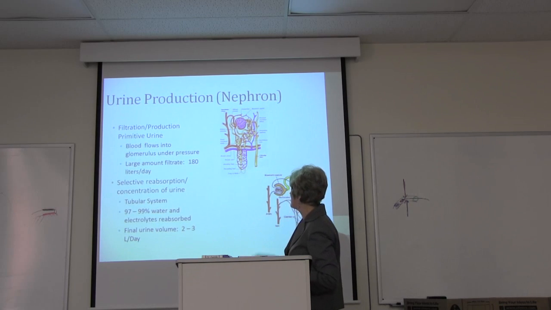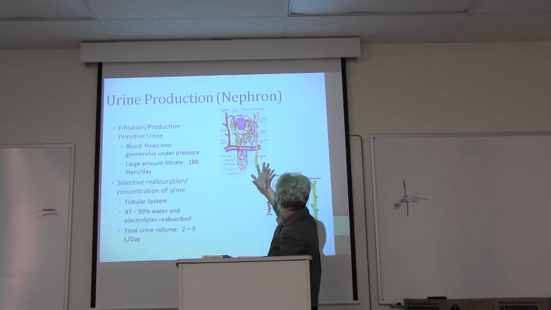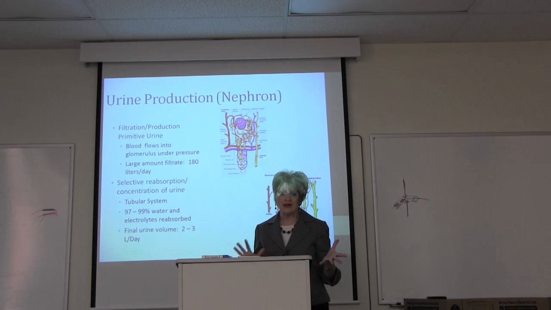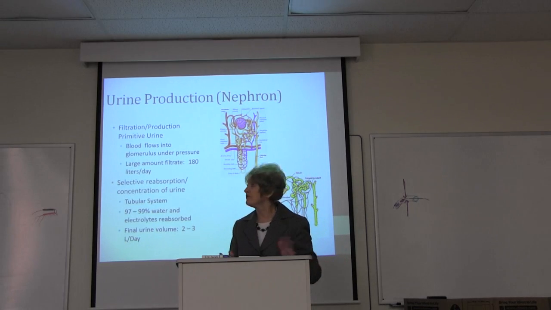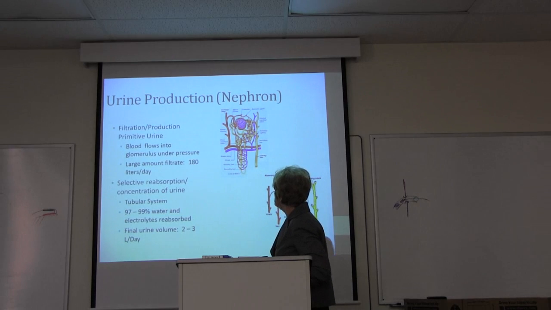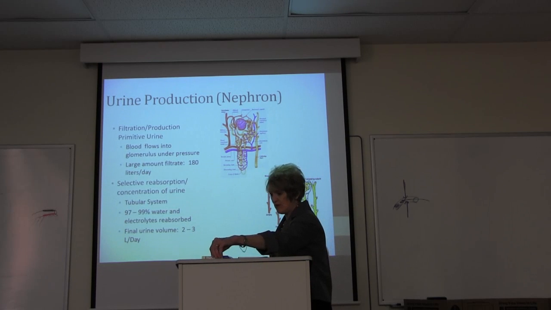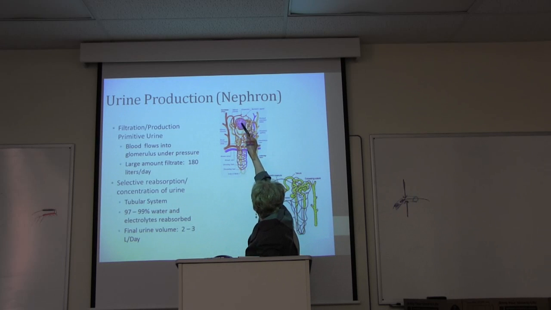So let's look at the process of urine production. Here's that nephron that I'm sure you remember fondly from school. There's actually two major phases of urine production. The first phase takes place at the level of the glomerulus and Bowman's capsule. I should have brought my pointer, but I'm going to try to reach. So here you have the glomerulus and the surrounding Bowman's capsule.